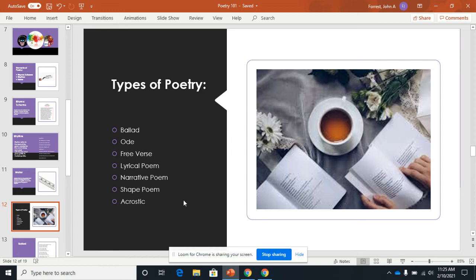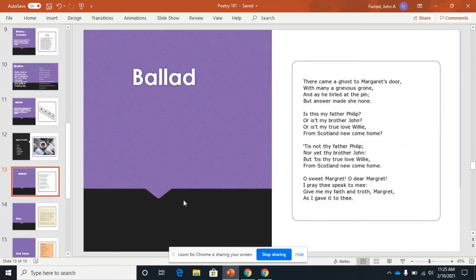And I'm going to give you a website that's going to help you do that later in the week. But let's do a general brief overview of these types. And these are not all the types of poetry. There are different types. These are just some of the main ones that I want us to touch on really quickly. So number one, you have a ballad.